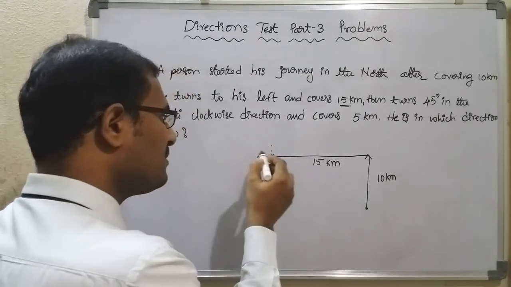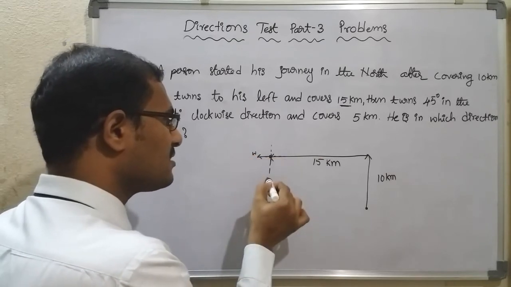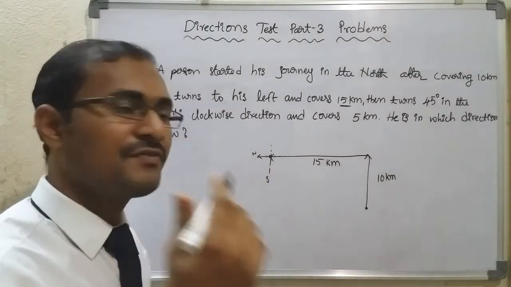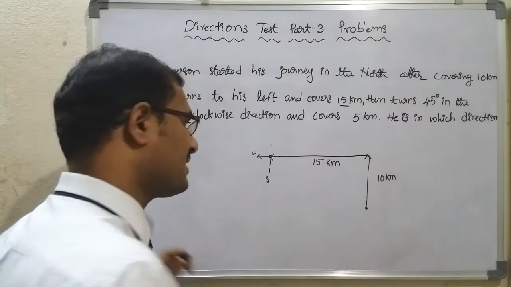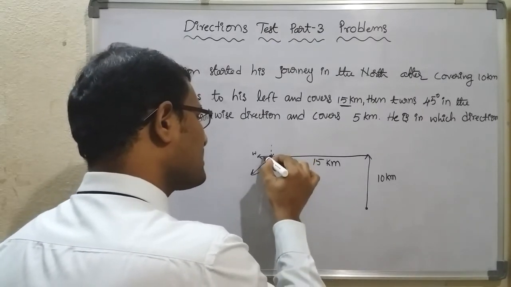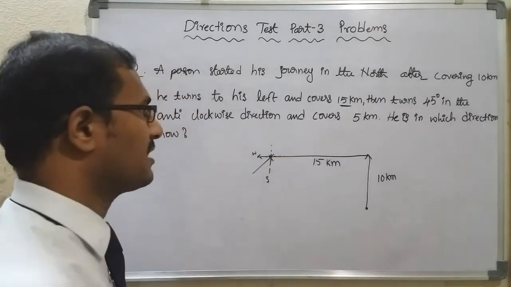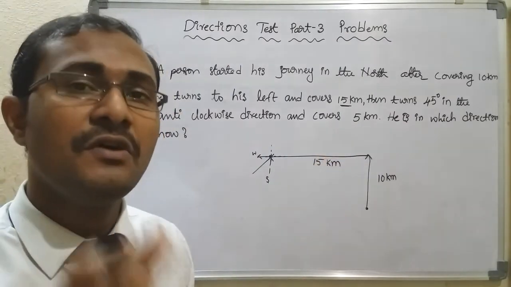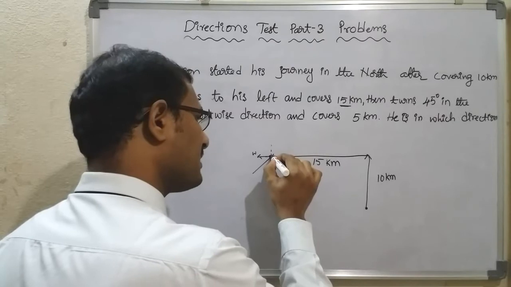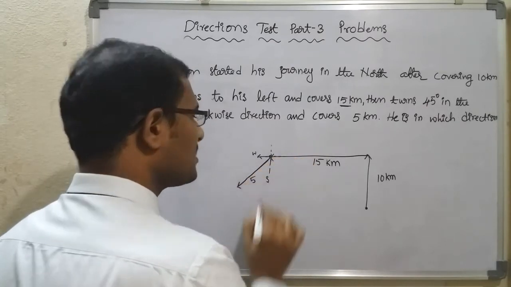The angle between the west and south line is completely 90 degrees. How much do we have to cover? 45, which is exactly half of that. So from this point to this point is exactly 45 degrees. I take 45 degrees in the anti-clockwise direction, and I have to cover 5 kilometers. So I have taken 45 degrees anti-clockwise and covered 5 kilometers also.